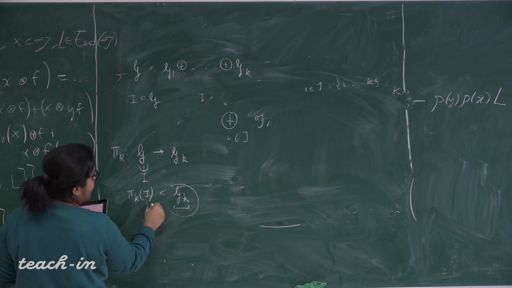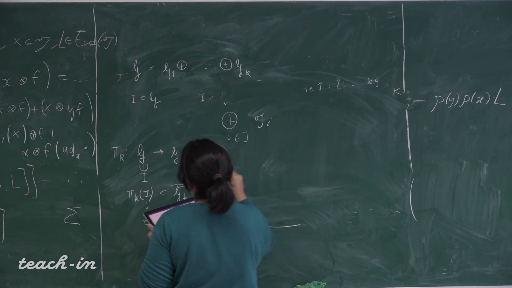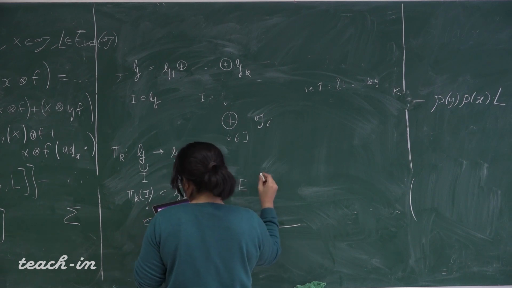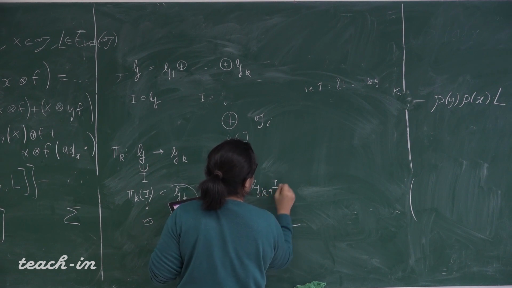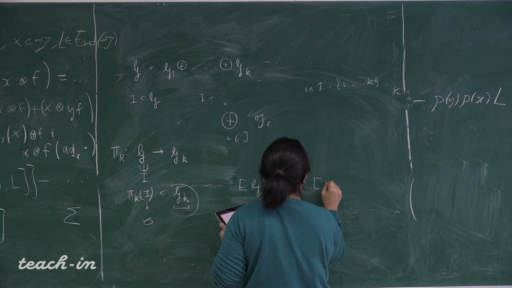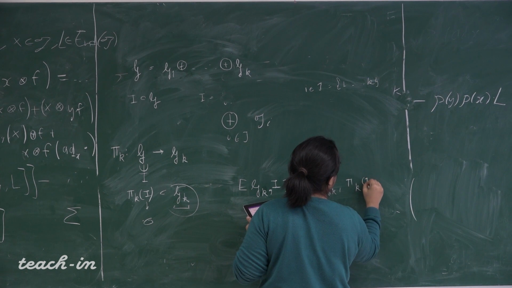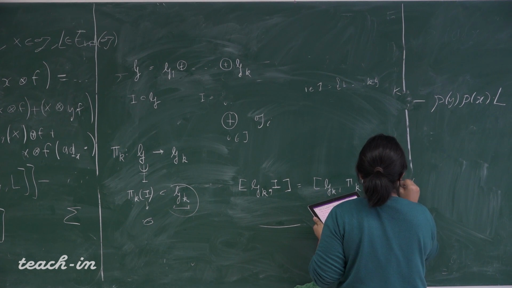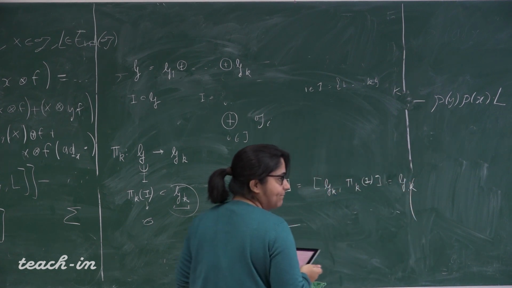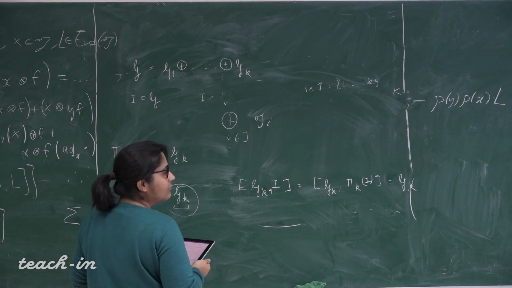Because pi K of I is an ideal there, and this one is an ideal in here. So therefore, it should either be 0 or coincide with the whole of GK. So now we can write, let's say, GK I is the same as GK of I pi K, which is GK, because GK is a simple Lie algebra.